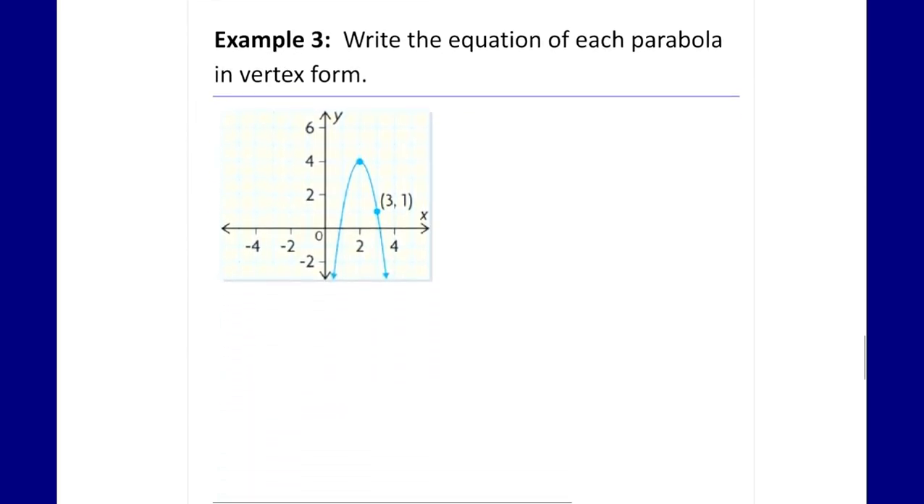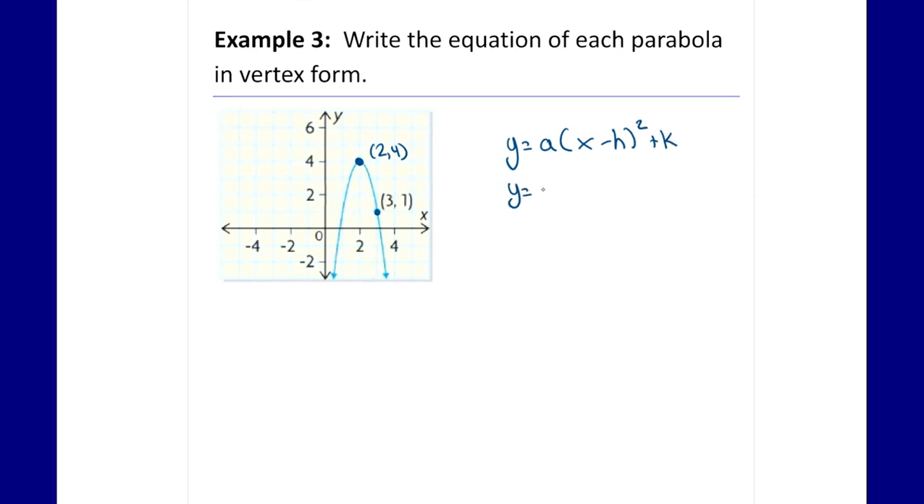One last example. Again, same idea. We're given a graph, we're given a vertex and a point. So our vertex here is 2 and 4. We're given a point, 3 and 1. So I can write out my vertex form because I am given my vertex. So that's when I have to come up with an equation, I should be using vertex form.